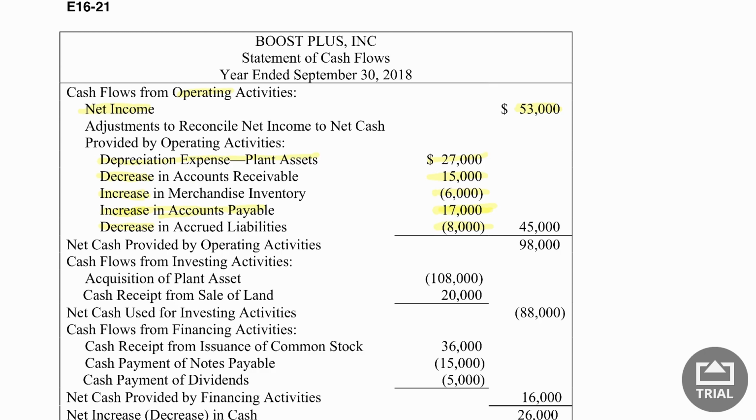Now it's time to do my math. Positive 27, positive 15, negative 6, positive 17, negative 8 gives me a subtotal of $45,000. My positive 53 plus my $45,000 is going to give me $98,000. Since that's a positive, I've got net cash provided by operating activities.